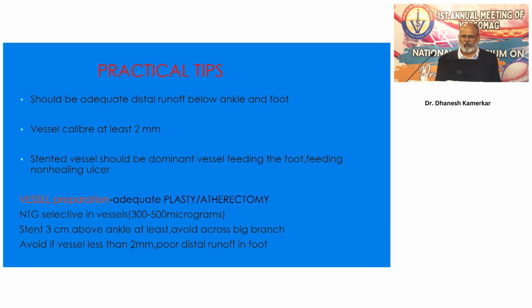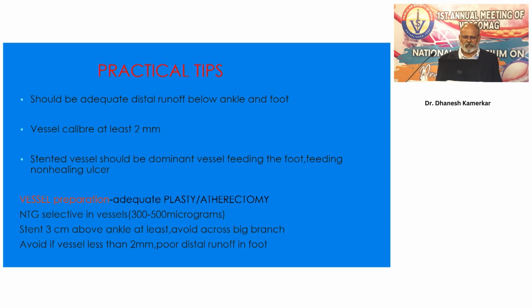There should be adequate distal runoff below the ankle and foot, because if there is no runoff going into the ankle and foot, then no matter what you do, it's going to close up. Vessel caliber should be at least 2 millimeter, and that is why stenting, especially in the lower third tibials or going into the foot, is not desirable. The stented vessel should be the dominant vessel feeding the foot or feeding the non-healing ulcer, and that's an important thing we have to look at. When we prepare the vessel, there should be adequate angioplasty or atherectomy.